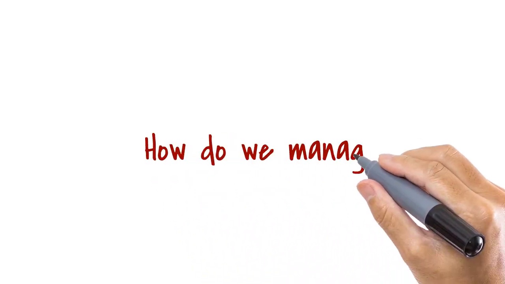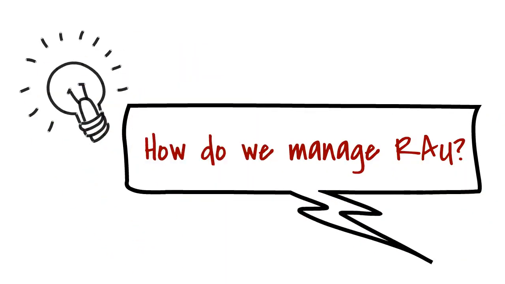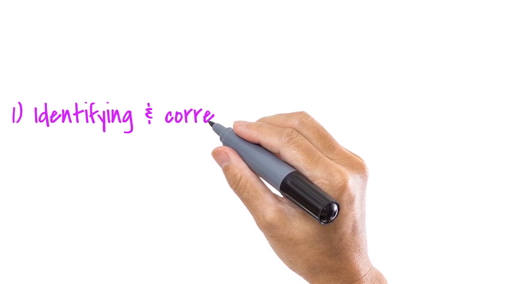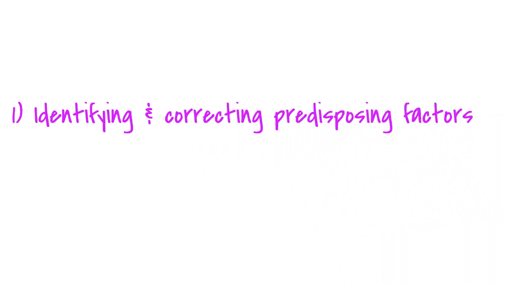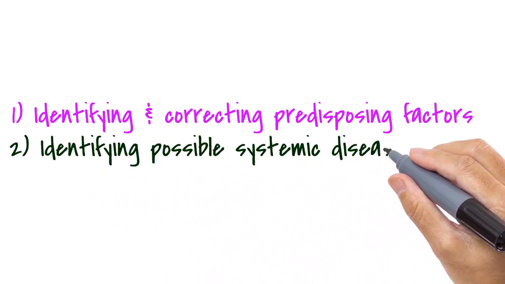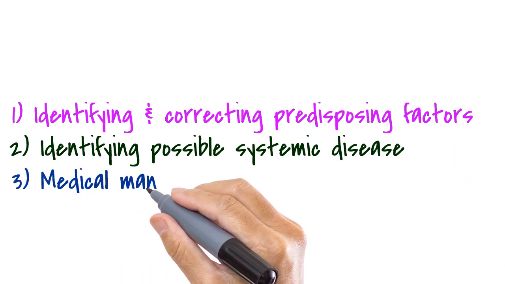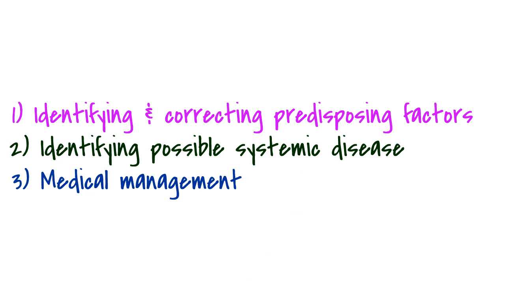How do we manage recurrent aphthous ulceration? In order to answer this, we need to think about a few things. So number 1, we need to think about identifying and correcting any possible predisposing factors. Number 2, we need to think about identifying possible systemic disease. And thirdly, we need to think about the medical management of recurrent aphthous ulceration.